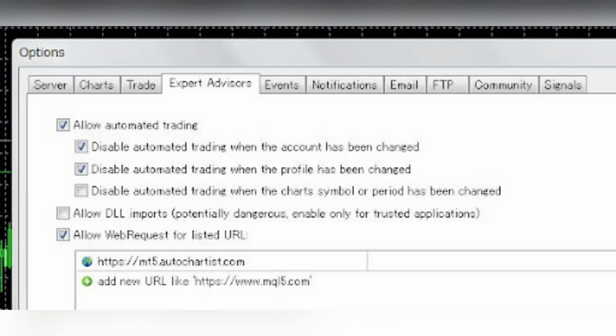Sometimes expert advisors or indicators might not work as expected. To find out what's wrong, check the Experts and Journal tabs at the bottom of the platform. They'll usually show any error messages. You can also double-check the EA settings to make sure everything is configured correctly. If the issue continues, try updating or reinstalling the EA, and if you're using EAs regularly, consider using a VPS to keep them running smoothly.